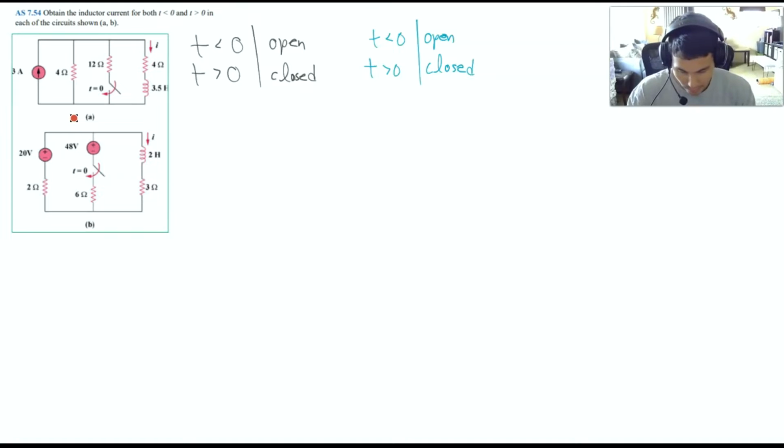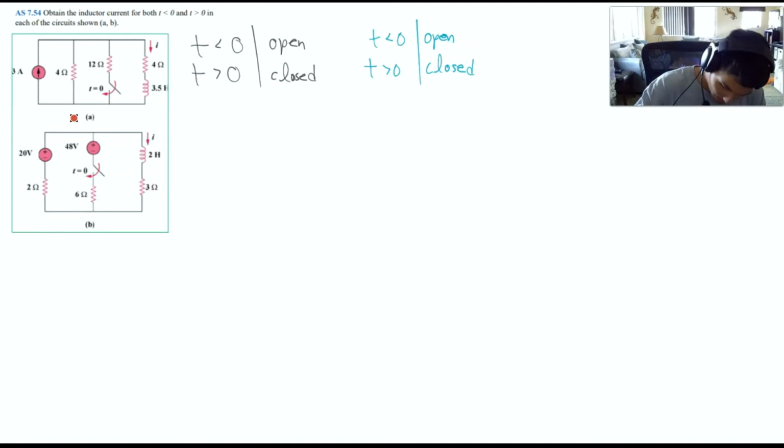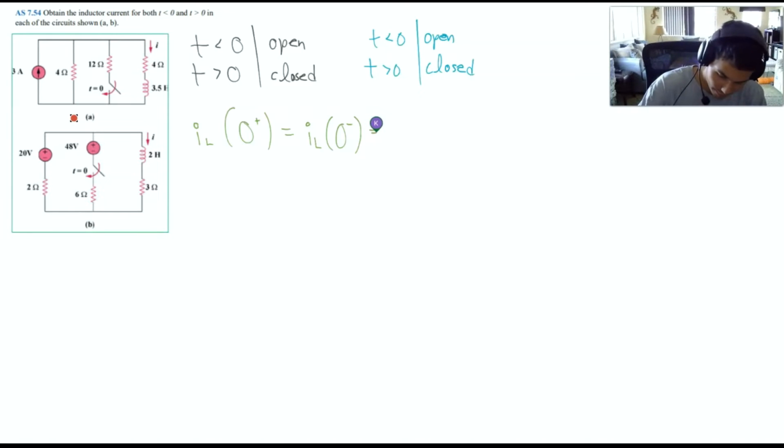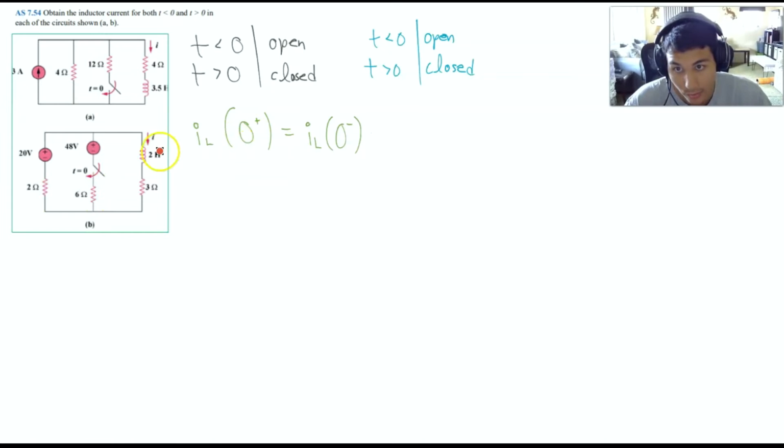And let's write down some information that will help us. Okay, well, IL. So IL of 0 plus and IL of 0 minus, meaning infinitely right before and infinitely right after. It's nearly the exact same thing. And that's just how the current in inductors changes, right? It doesn't change instantly. That's a well-known fact. So we have a lot of information that will already help us solve.